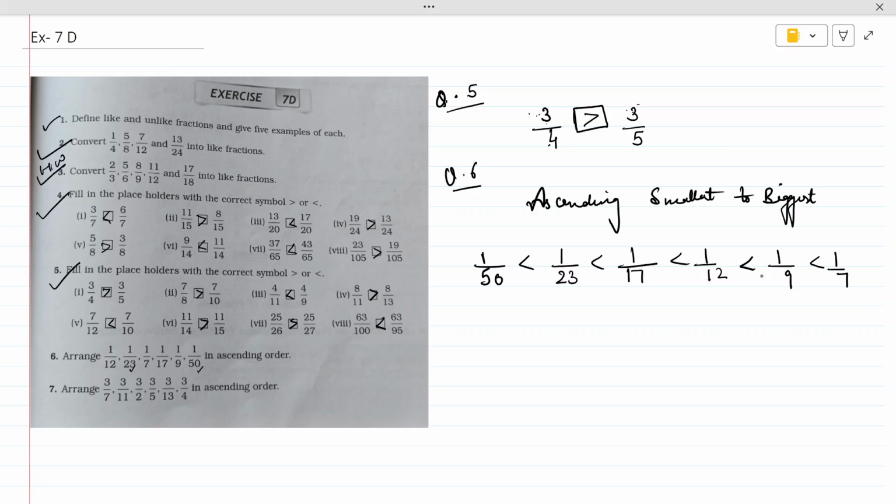So what we have done is arranged the fractions smallest to biggest, because if the numerator is same, the fraction with the greatest denominator will be smallest. This one I have done, and this I am giving you as homework, because this is also the same: the numerator is same here, and we have to arrange them in ascending order. Same thing we have to do.